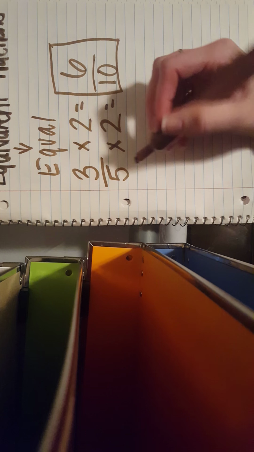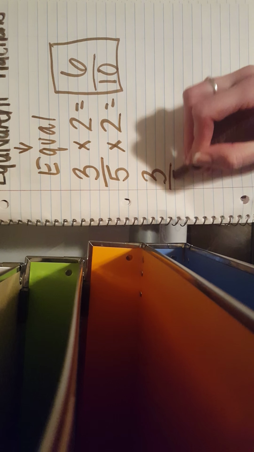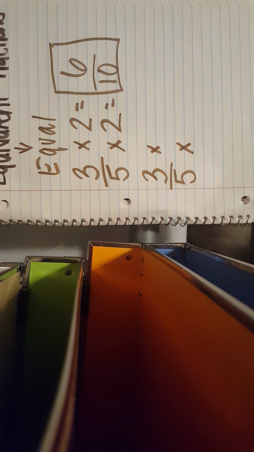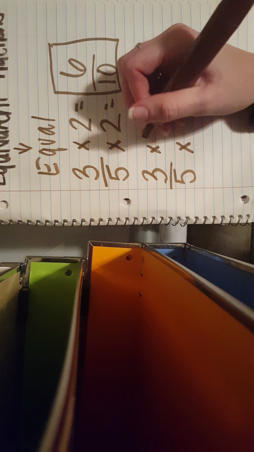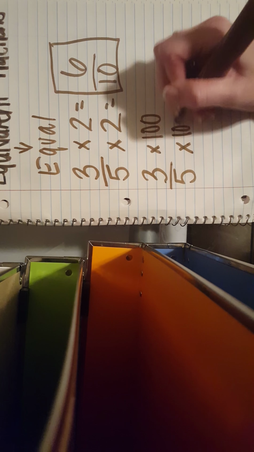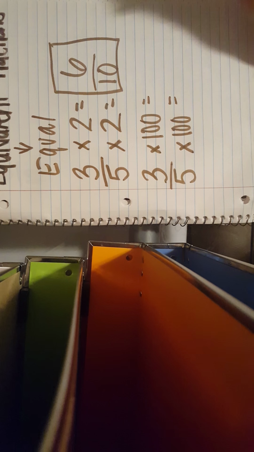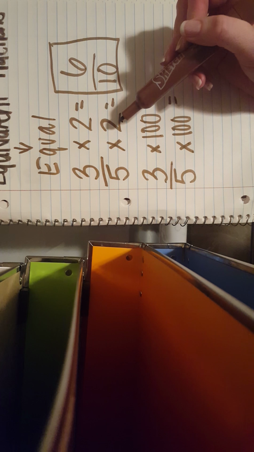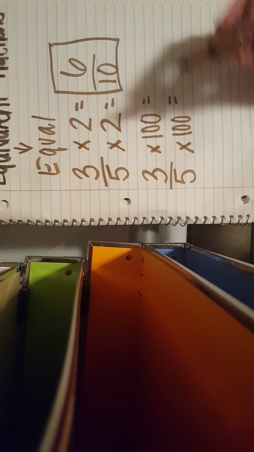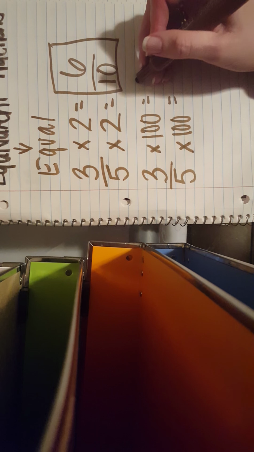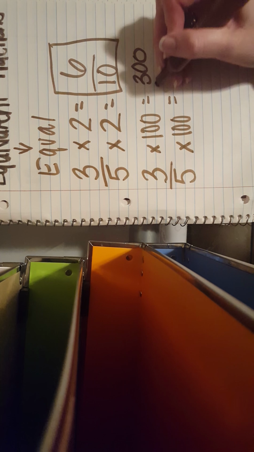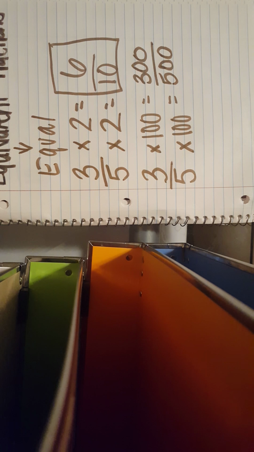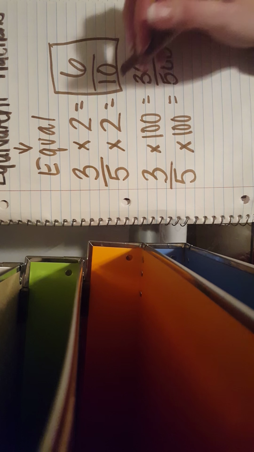And then to get your next one, you would do the same thing, and you can pick any number you want. So if you want to do 100, just make sure that both the numerator and denominator is multiplied by the same number. So for this one, we would have an equivalent fraction of 300/500ths.